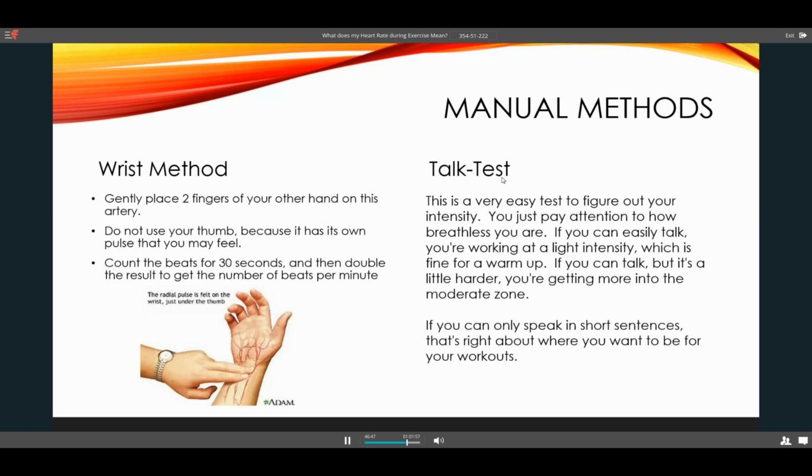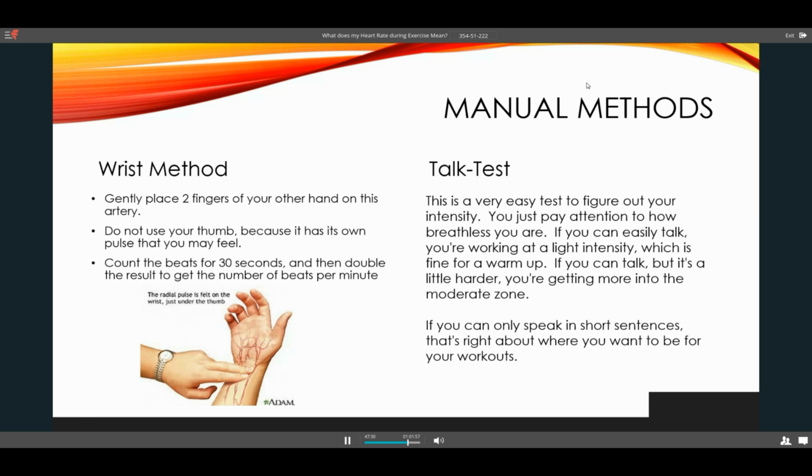First one is just going to be a real quick pulse check. Your radial pulse: you'll take your 2 fingers and place them about 2 centimeters underneath your thumb. Don't use your thumb to take the pulse, just use your 2 fingers, 2 centimeters beneath your wrist. There's a couple of different ways to do this. You can count for 30 seconds, count the beats, and then multiply that by 2. You can also count for 6 seconds and multiply that by 10 as well. So there's a couple different ways to obtain that manually.